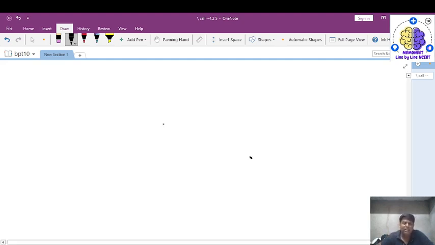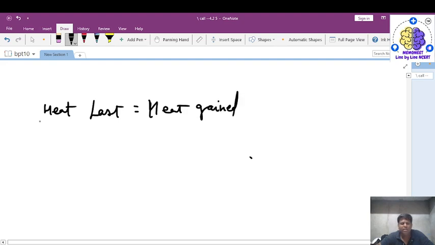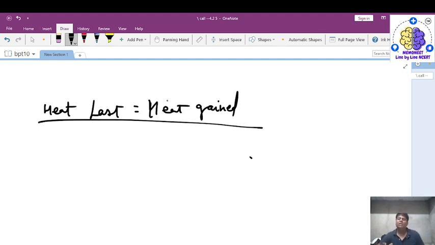That is, your heat lost is equal to your heat gained, right? Heat lost is equal to heat gained. Whenever two bodies at different temperature are brought in contact with each other, the amount of heat lost by the hot body is equal to the amount of heat gained by the cold body. This is known as the principle of calorimetry, right?